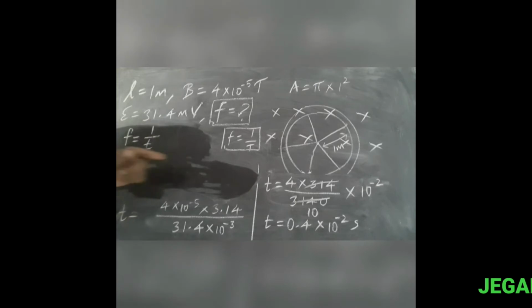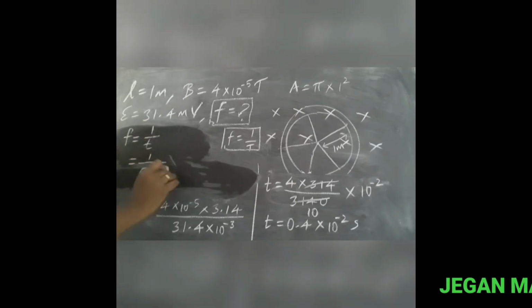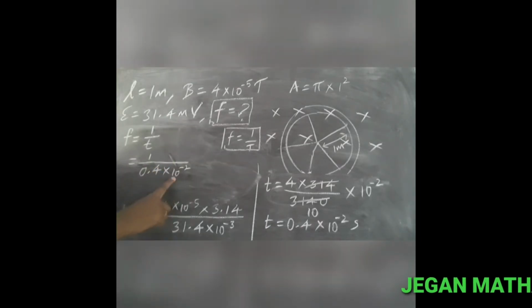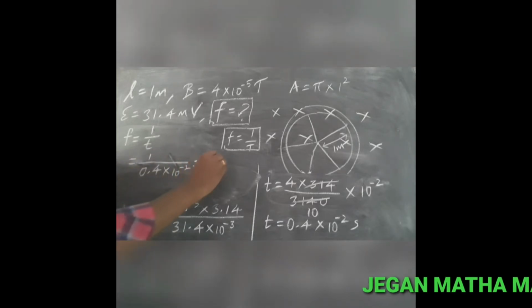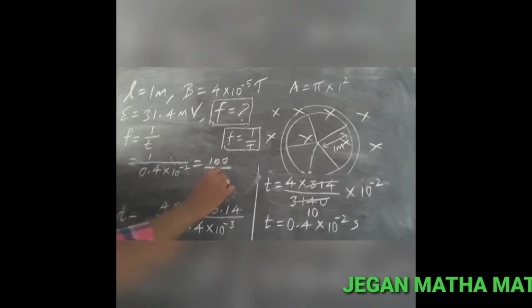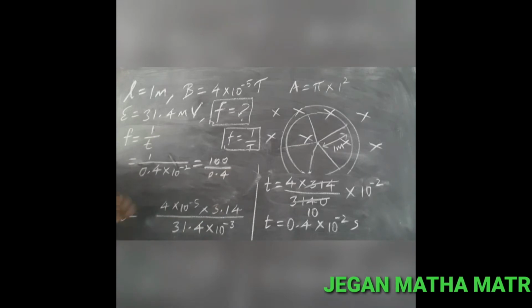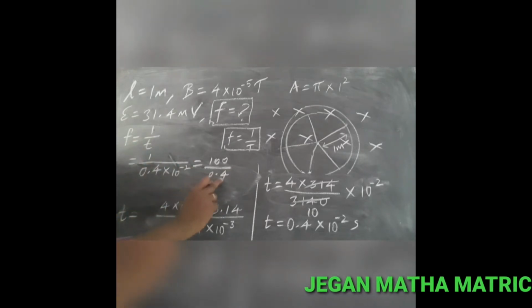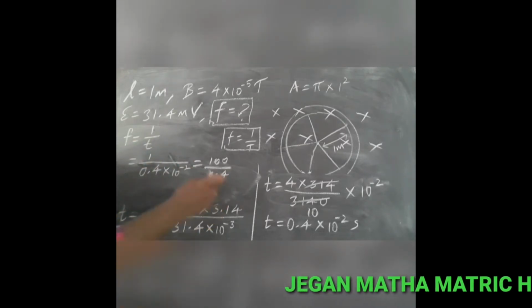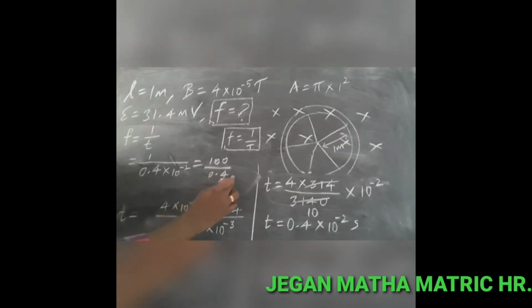So what is the time we have found? 1 by 0.4 into 10 to the power of minus 2. 10 to the power of minus 2 can be taken to numerator. What will be the value? 10 to the power of plus 2, which is equal to 100. 100 by 0.4. Here itself you can cancel, or otherwise 4 into 10 to the power of minus 1. In any manner you can cancel. So that 10 to the power of minus 1.